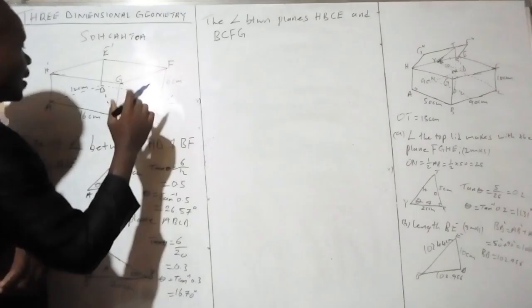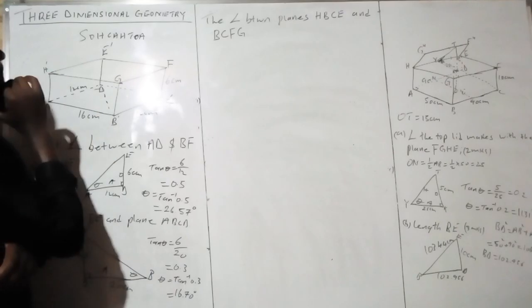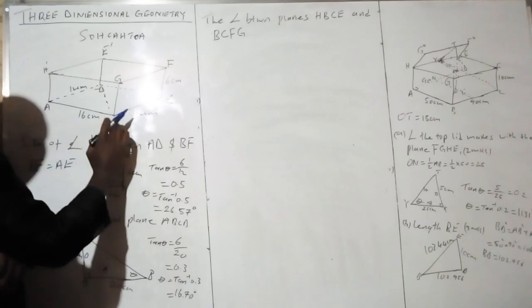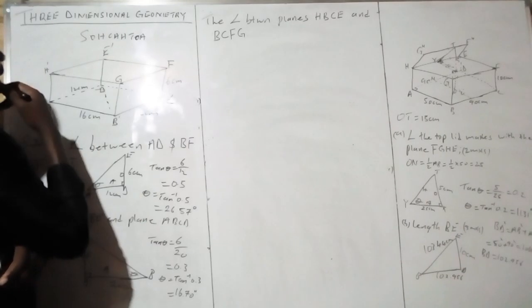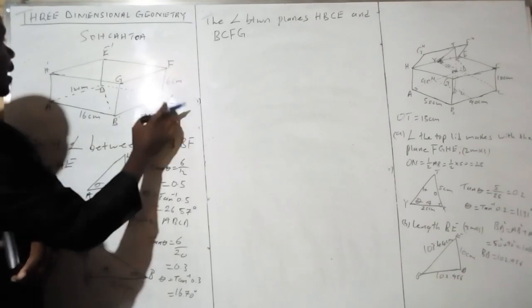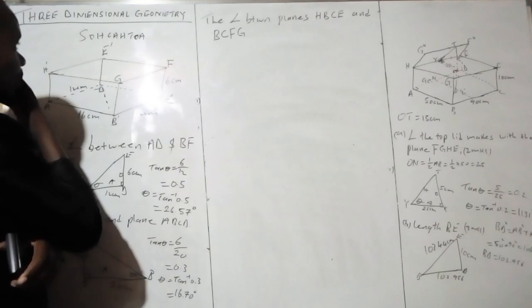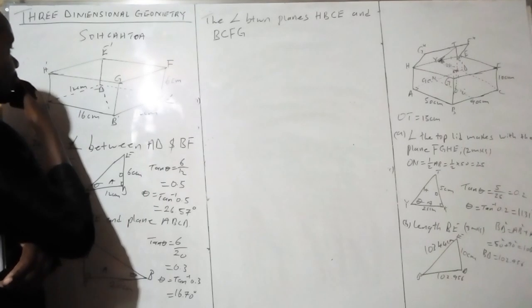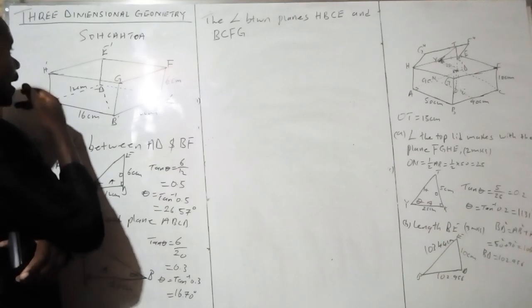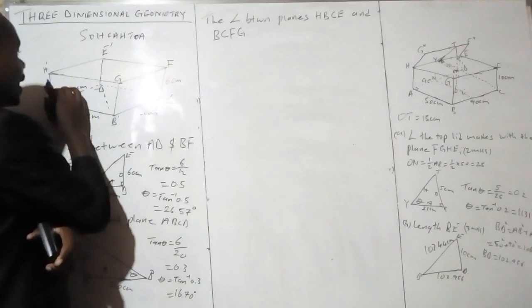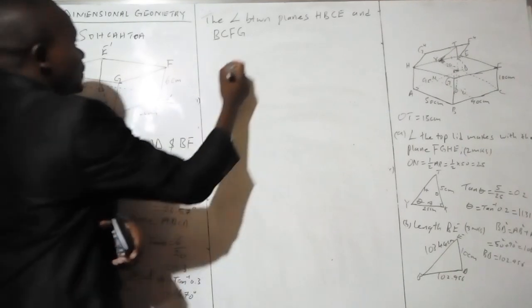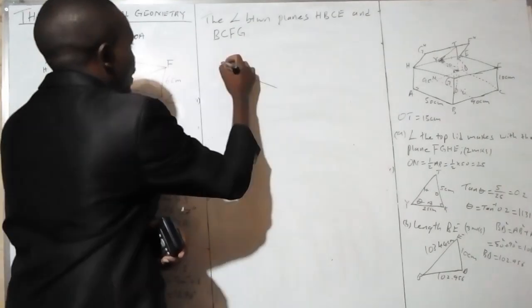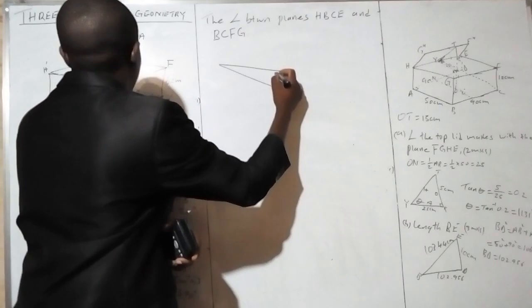The angle between planes H, B, C, G, and the planes B, C, F, G. Yeah, so that also will be simple. That will be simple because it looks like this. B, C, E, F. This angle here will be 90.